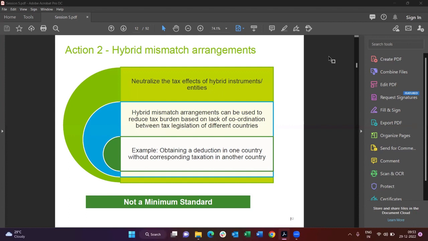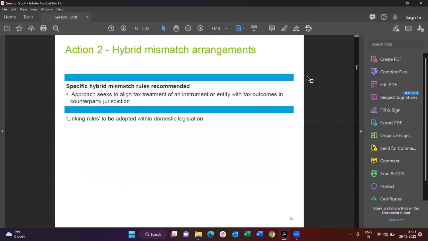So they have recommended some hybrid mismatch rules. The OECD has recommended a set of rules, linking rules and so on, which will be seen in detail in the upcoming sessions or upcoming slides.